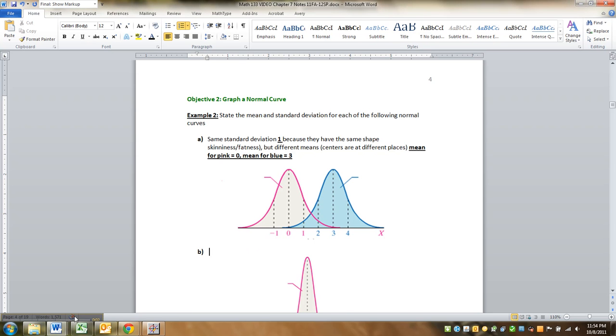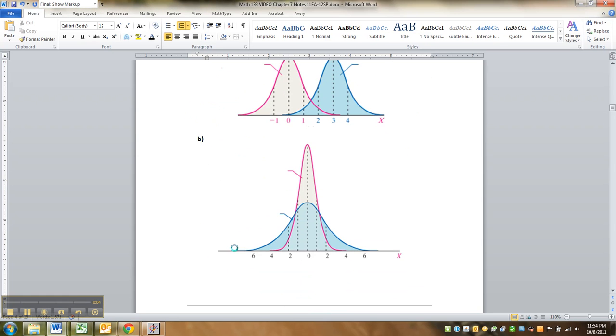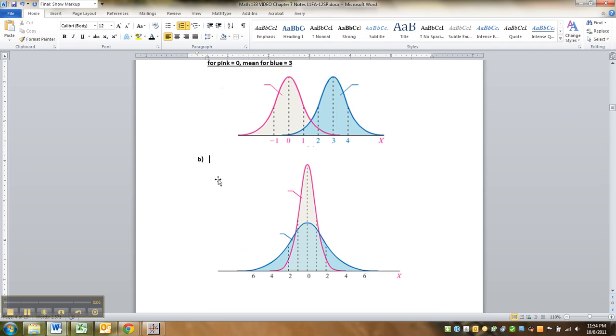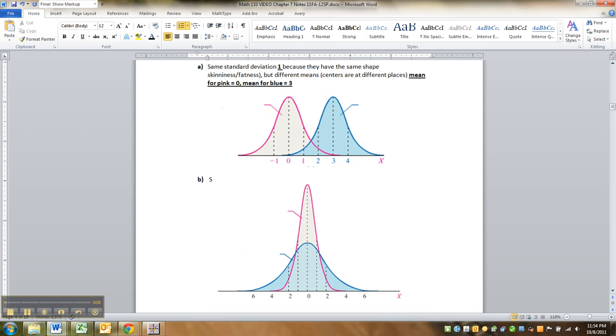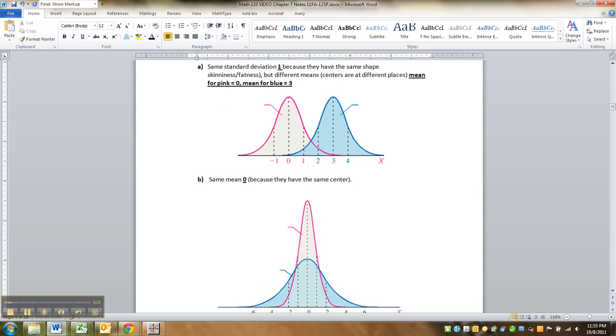Now let's look at the next two curves in there. Oh, see, now these are different. Okay, so these two have the same mean, and it's 0 for both of them, right? Because they have the same center, right? They're both centered. The high point for both of them is at the 0 mark, but the standard deviations are different.